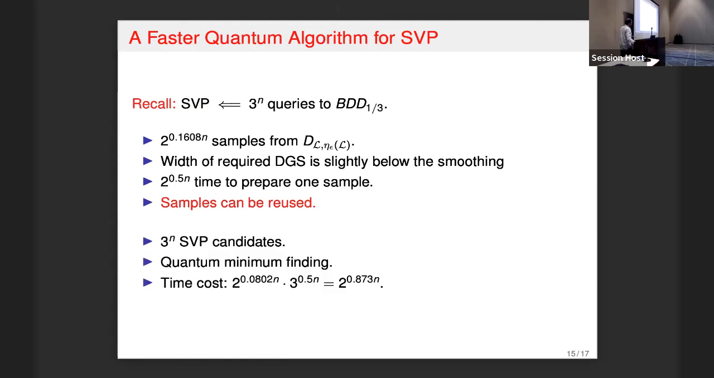So we have 3 to the n SVP candidates. We apply the quantum minimum finding algorithm, and this algorithm takes 2 to the 0.873 n time. So this is our quantum algorithm for solving SVP.